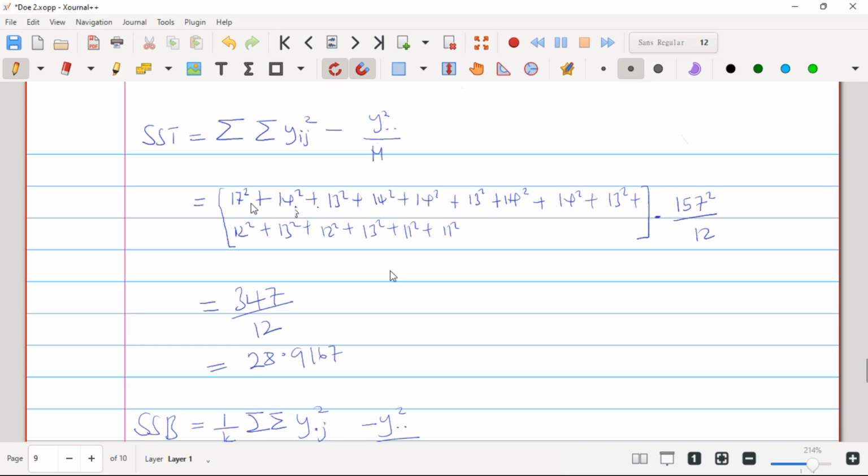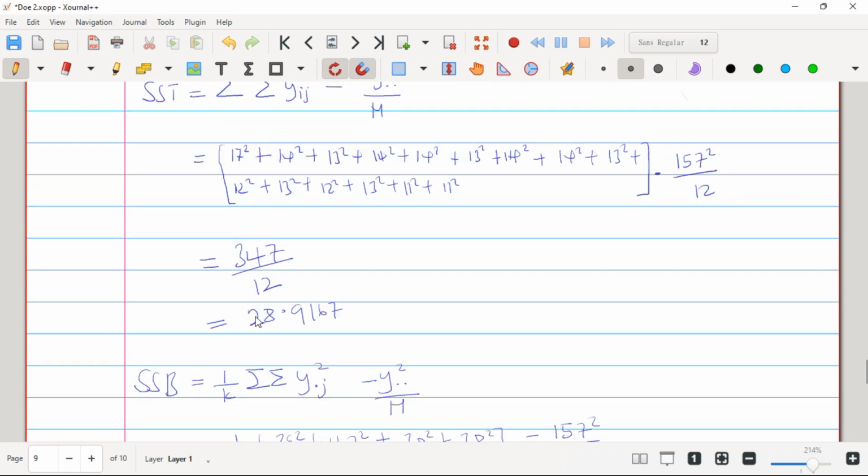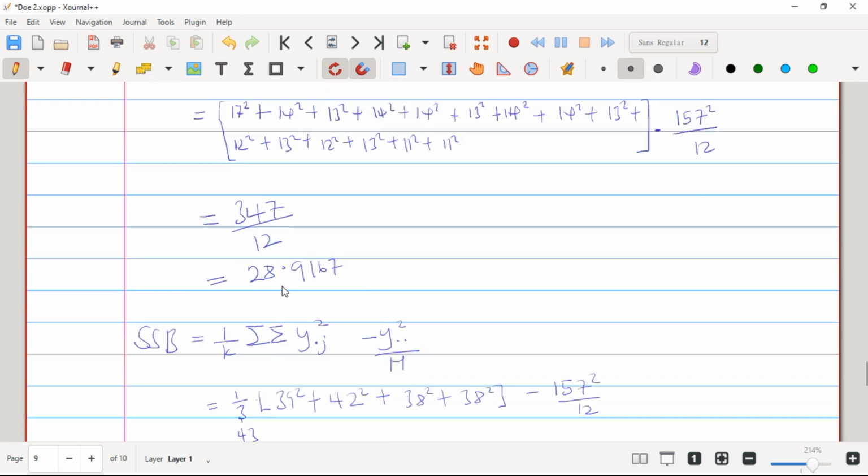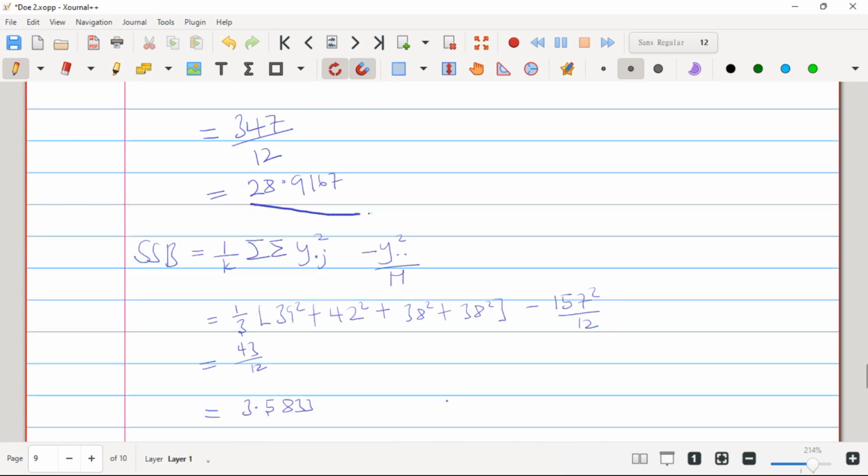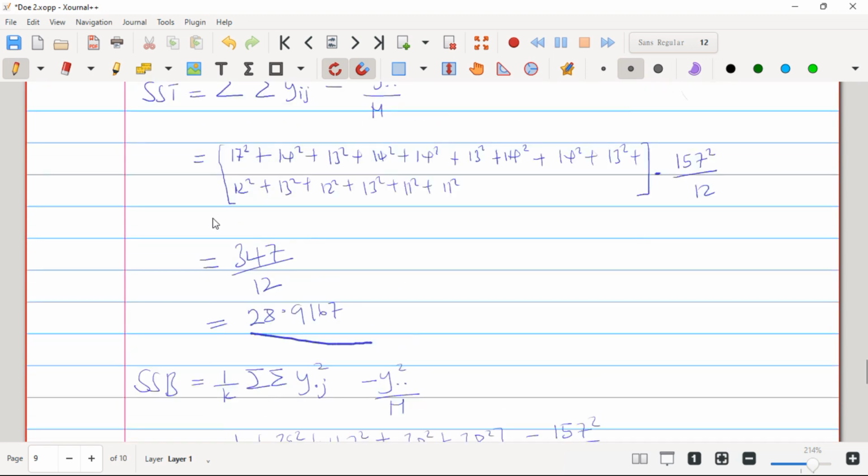So when you square the observations one by one and add, and subtract it from 157 squared divided by 12, we are going to get 347 minus 157 squared divided by 12. And then in decimal place, we are going to get 28.167, right? So take your time and punch it into your calculator one by one and then subtract it from this one. We get this answer in decimal place. So that's the sum of square total, right?